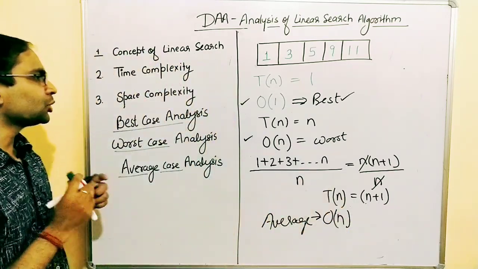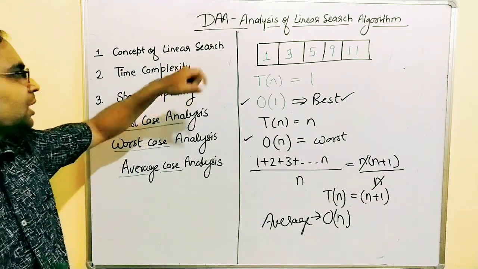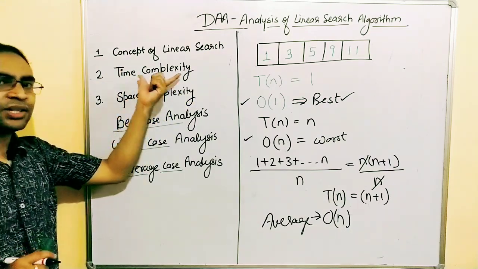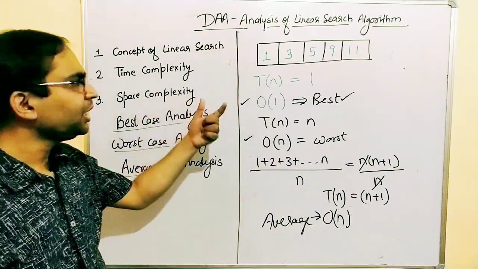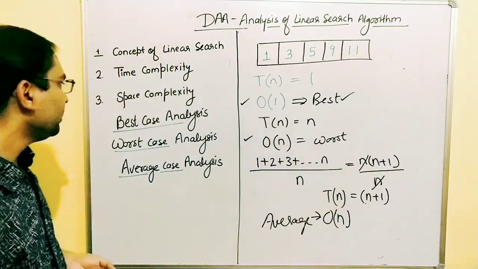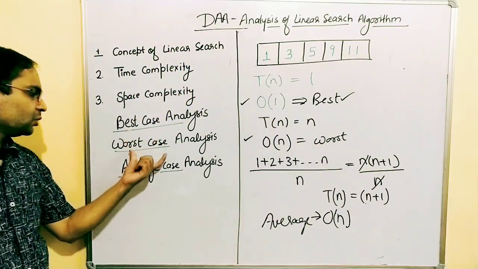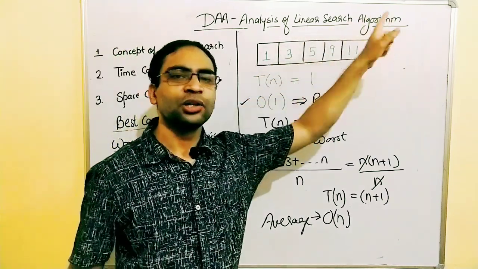So I hope you have understood the concept of this linear search. We talked about the concept, we saw the time complexity with the help of the algorithm, we saw the space complexity by calculating the space occupied by all the variables inside the algorithm, and then we discussed best case, worst case, and average case complexities of this linear search algorithm.